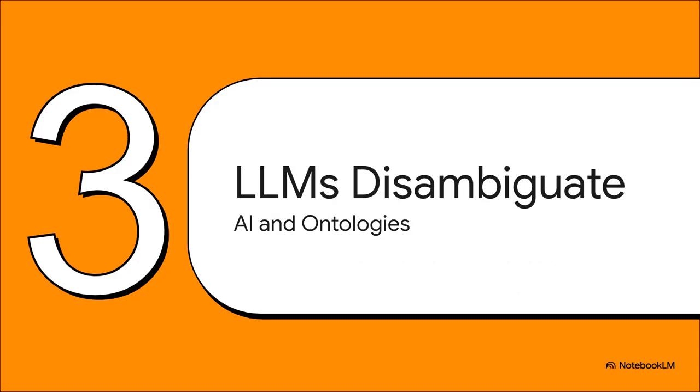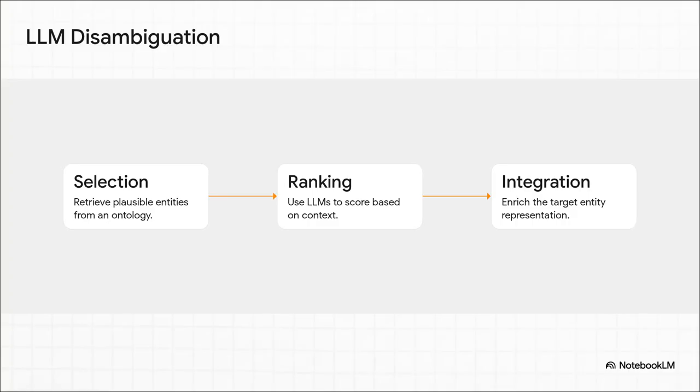Section 3, how LLMs disambiguate entities. Traditional systems kind of choke on this complex reasoning, but large language models, they're a game changer here. We use a 3-step architecture. Step 1, candidate selection. The system does a search against our ontology and pulls a list of plausible matches. If the text says Zika, candidates could be Zika virus, Zika fever, or maybe congenital Zika virus infection.